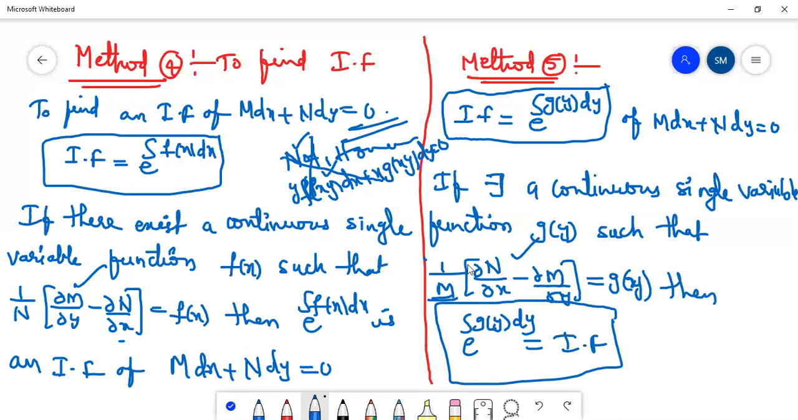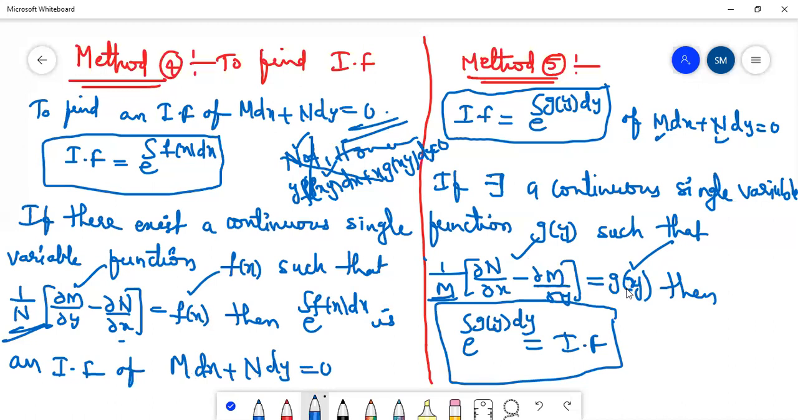That function is related to which one, either M or N. After taking some variable common, if we get a cancellation when we divide by either M or N, then it goes to a single variable. Which variable is that? If we divide with the N function, then it goes to the x variable. When we divide with the M function, it goes to the y variable. That is the change. Most of the students are confused about method 4 and method 5.